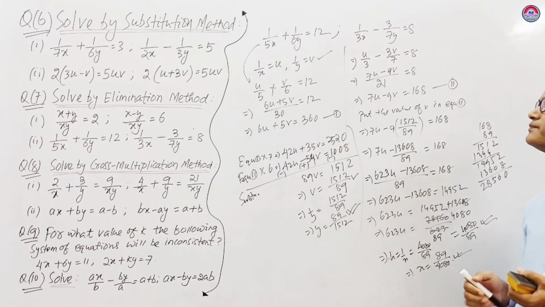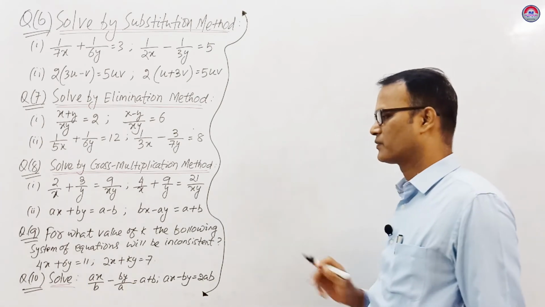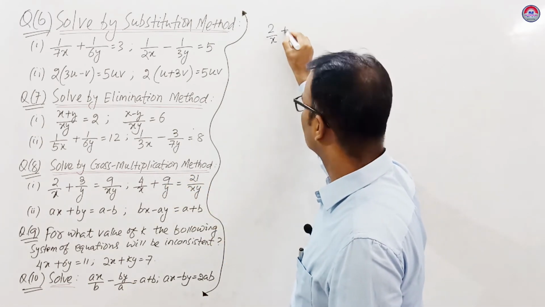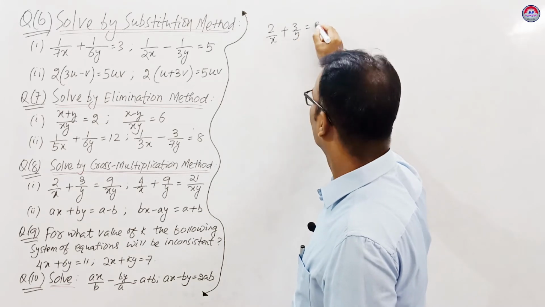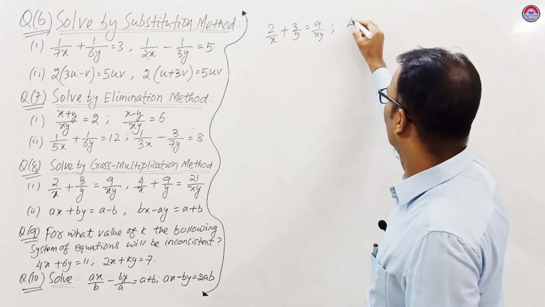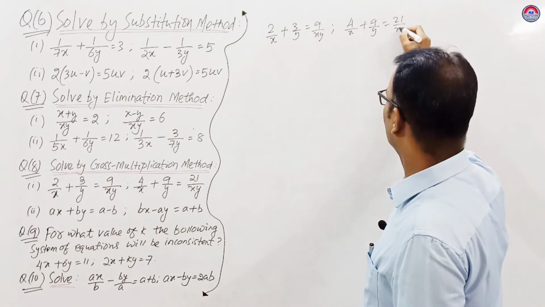Just write it down. Question number 8. Solve by cross multiplication method. The question is 2 by x plus 3 by y equals 9 by xy. And the second equation is 4 by x plus 9 by y equals 21 by xy.